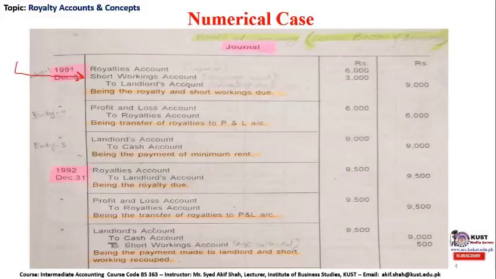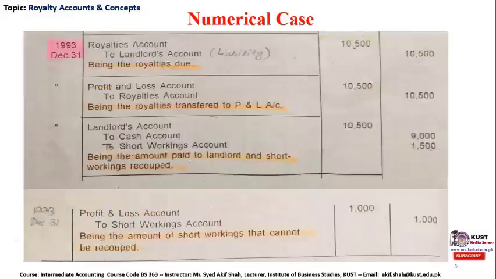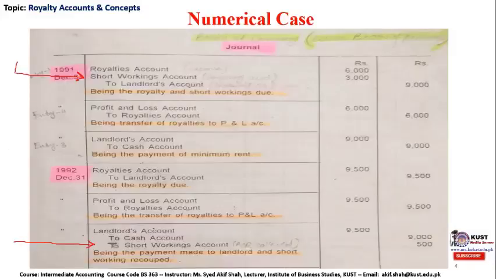Let's find out the other short working entries. Here it is in the second year. Short working has been credited by 500. Let's find out the third entry. Short working has been credited over here, so you can pick up this amount. And why was this short working getting a credit entry? It was because of the landlord account. Similarly, it was because of the landlord account, and once again it was because of the landlord account.